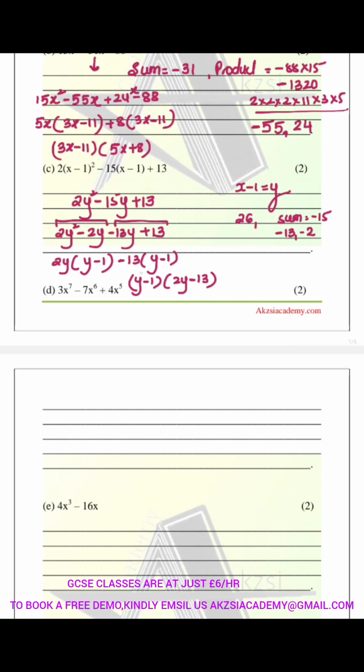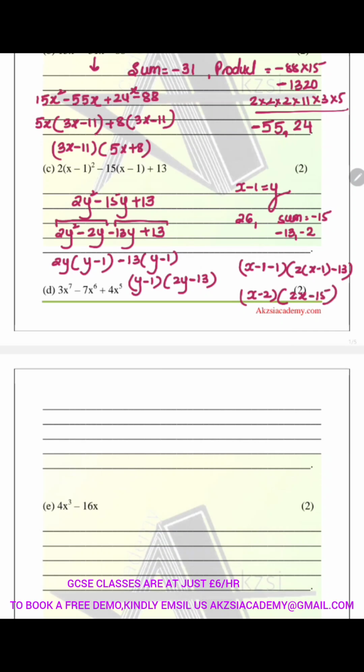So in place of y, I'm writing x minus 1. So x minus 1 and minus 1 was already there, and 2 times (x minus 1) minus 13. On simplifying, I'll get x minus 2 in one bracket, and in another bracket, it would be 2x minus 15. These are the two factors.